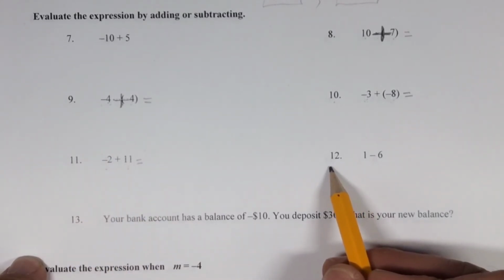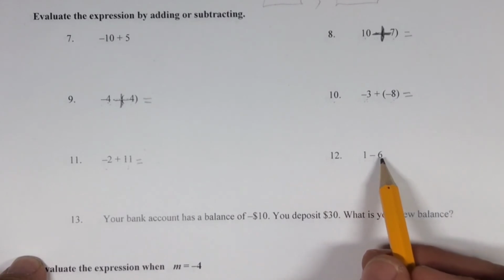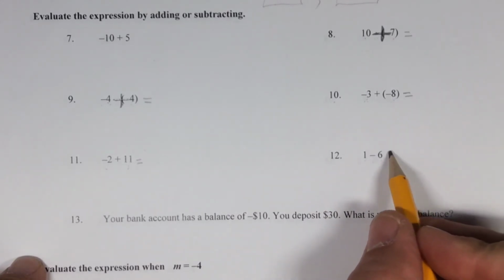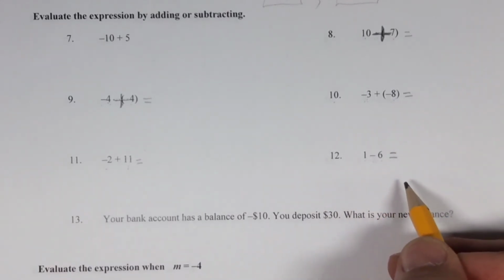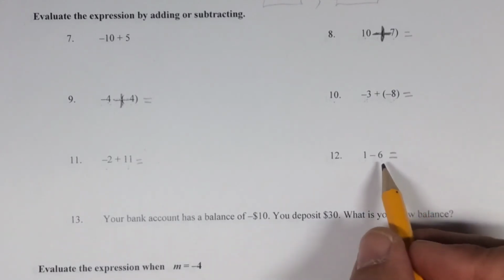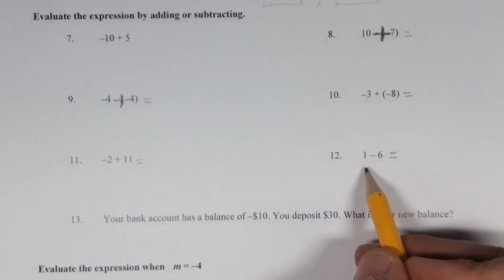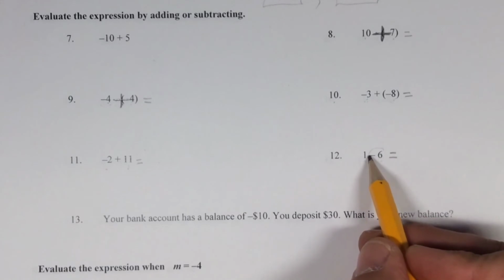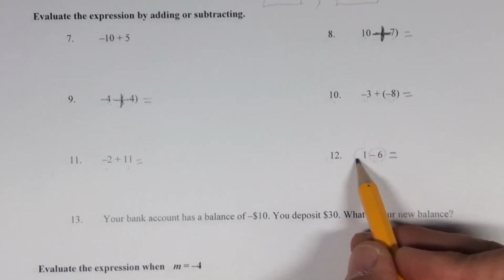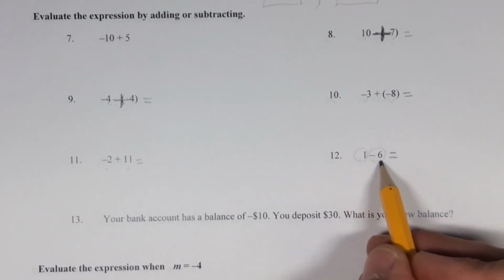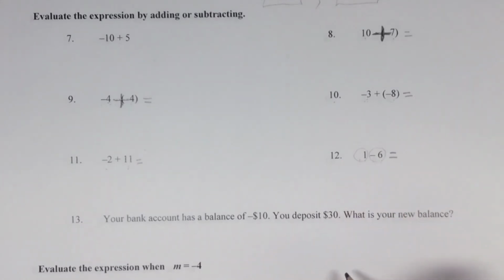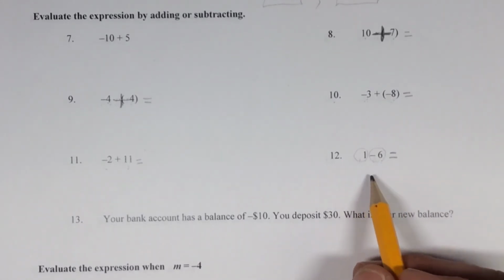Number 12. 1 minus 6. Lots of kids are going to get this one wrong. They always do, but not you, because you are thinking this is different signs. This is a negative. This is a positive. Different signs, so I subtract, and everybody gets that part right. But don't forget, you keep the sign of whichever one has more.